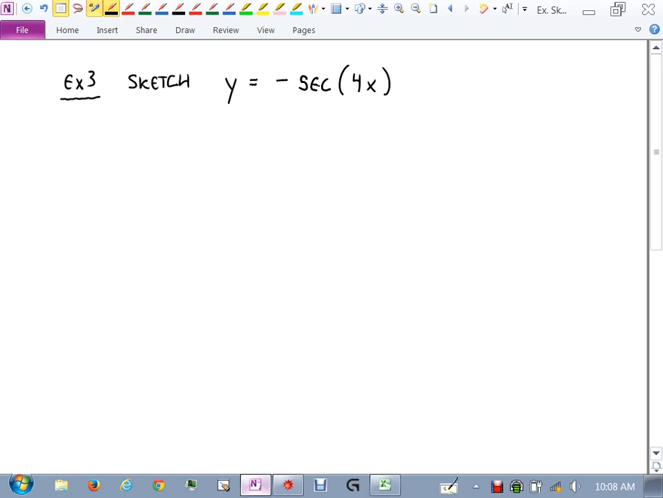So to graph this, I'm going to say y equals negative cosine 4x. I need to be able to graph that. So to do this, I look at it, what's my amplitude?